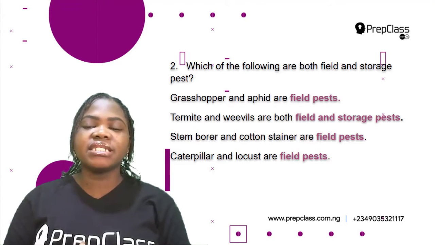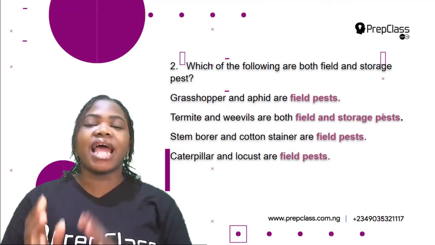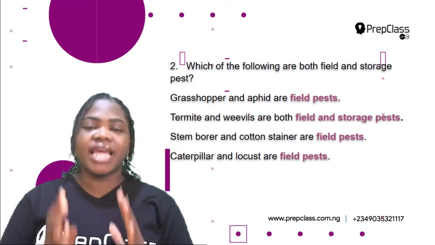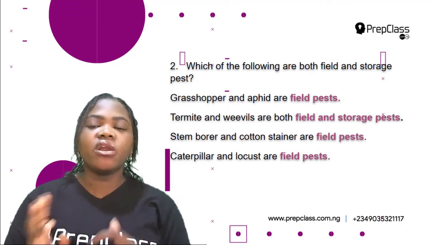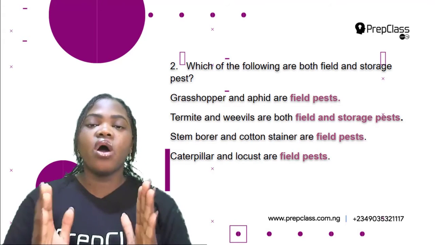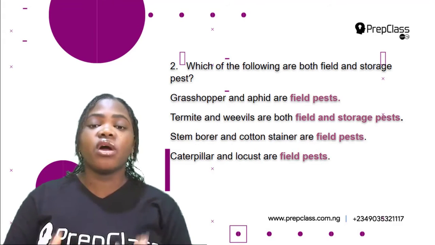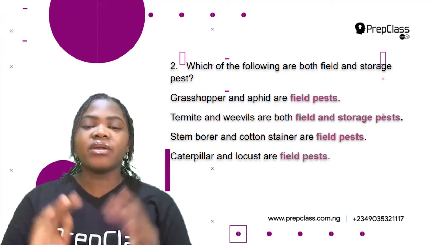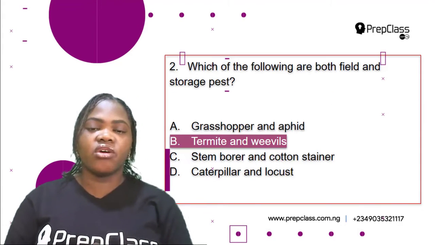Okay, so termites and weevils are both field and storage pests. Stem borer and cotton stainer, these are pests that are found on the field, so they are field pests. Caterpillar and locust, these two are field pests because they are found on the field. They damage crops on the field. So now that we have done this, which of them is the correct option?